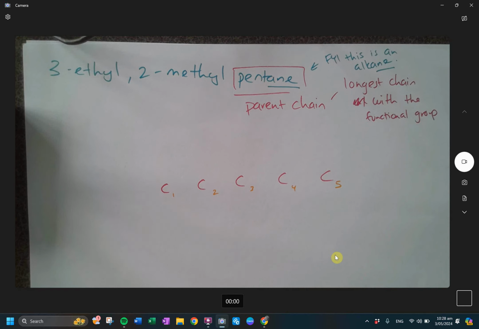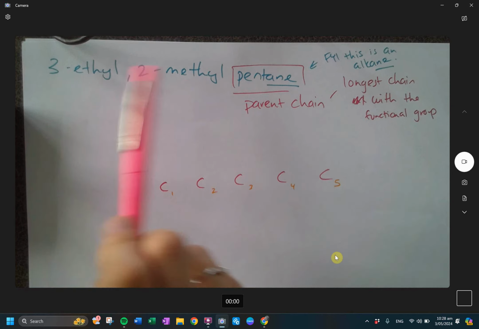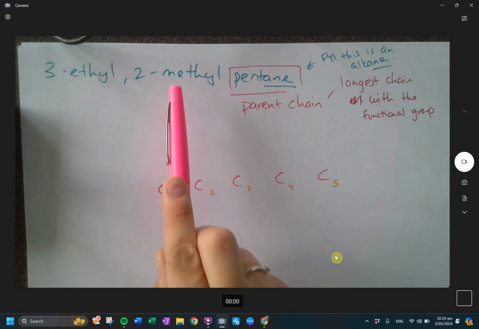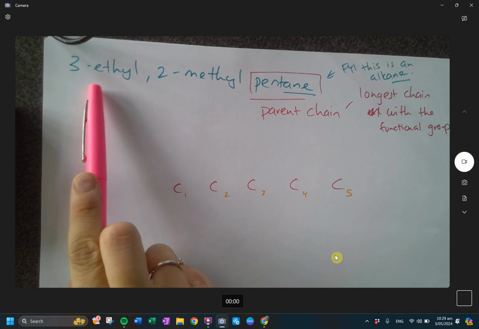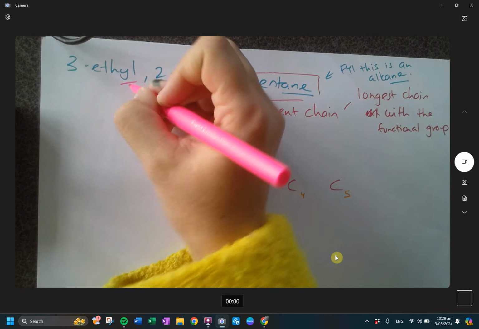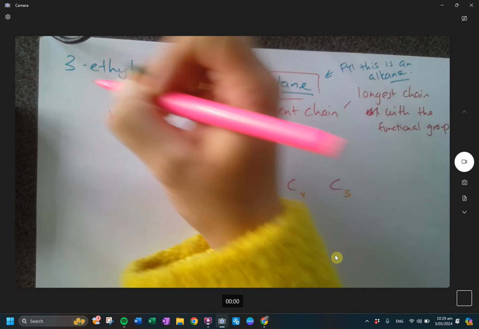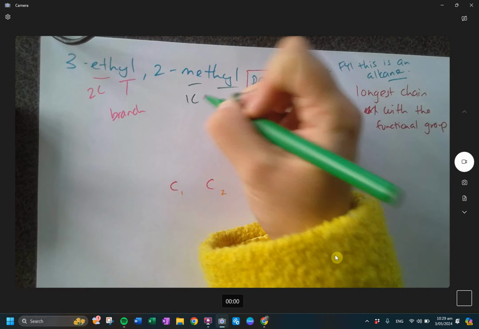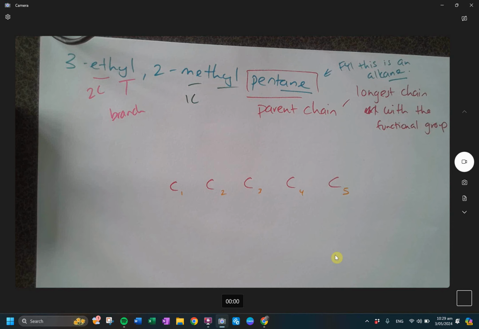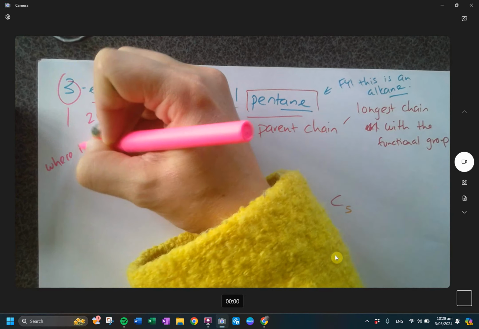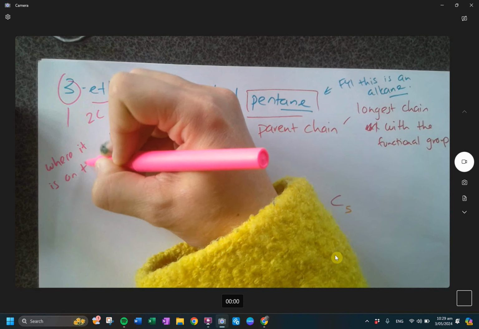We good? All right. With this naming here, this is placed in alphabetical order. So that's why the eth has come before the meth. Now, the yl ending is just saying you have a branch. And you have a branch that is 2 carbons long. This one here, again, you have a branch and it is 1 carbon long. So that's what that information tells you. The number in front here tells you where it is on the parent chain.